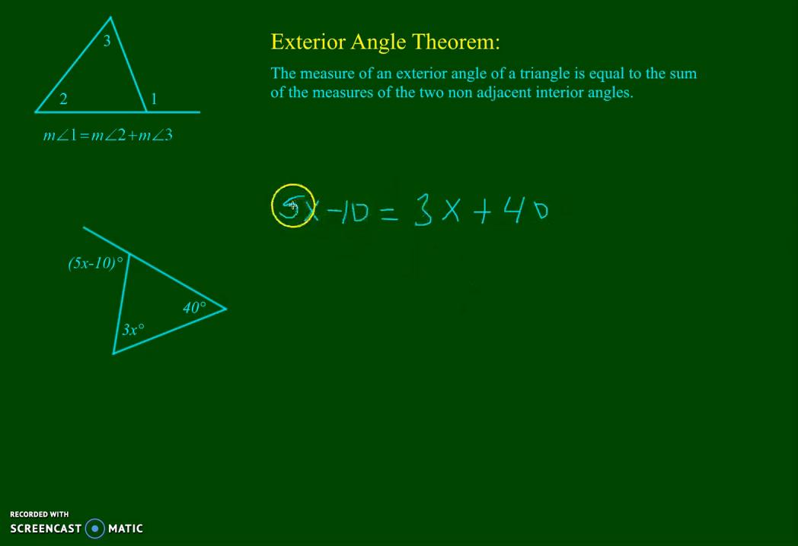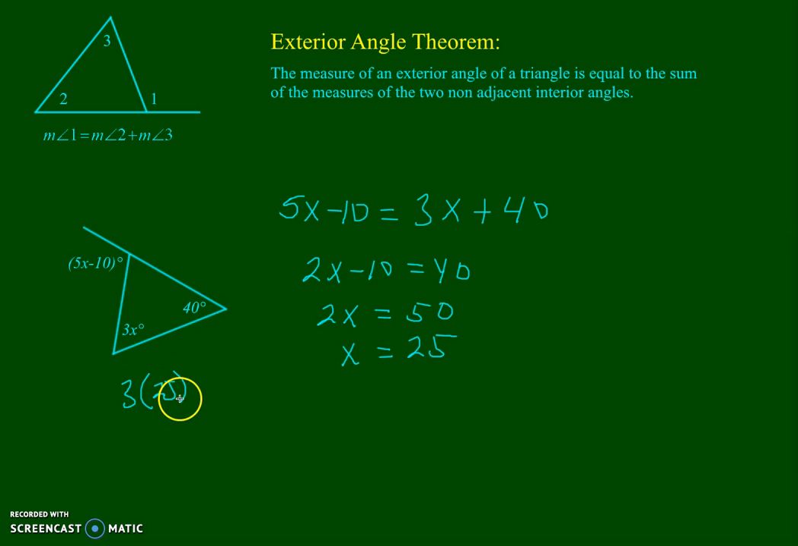So again, I want my x to be positive, so I'm going to take the 3x and move it over here. So we have 2x minus 10 equals 40. Add the 10, 2x equals 50. x equals 25. Now if we want to find the measures of these angles, we know that this angle is 3 times 25, which is 75 degrees.